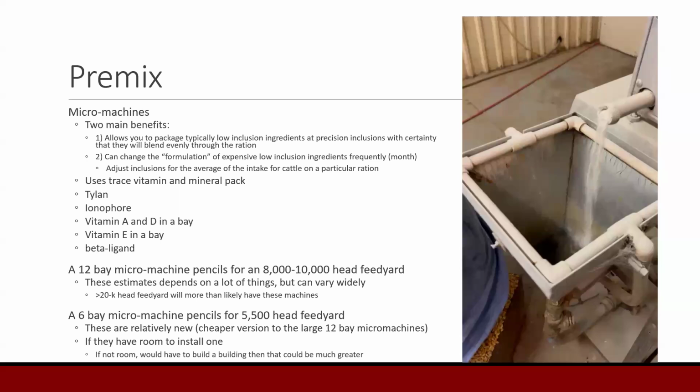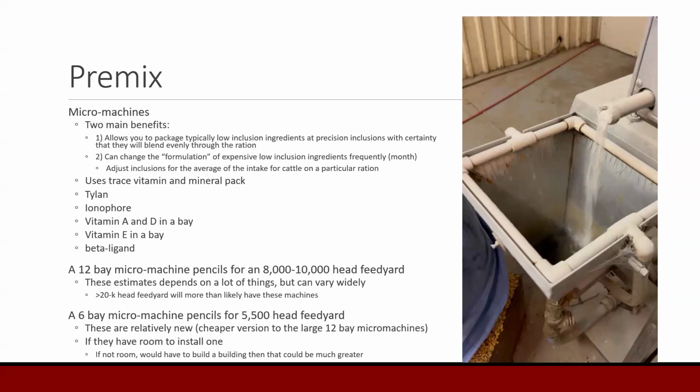These things obviously cost a lot of money. The typical model is that a company will own the micro machine unit and lease it out to the feedlot. The feedlot will pay them a leasing fee, I don't know how much. The larger ones will typically pencil out if you have an 8,000 to 10,000 head capacity feed yard. The small ones, which are kind of newer, will pencil out at a smaller feedlot capacity, about 5,500.